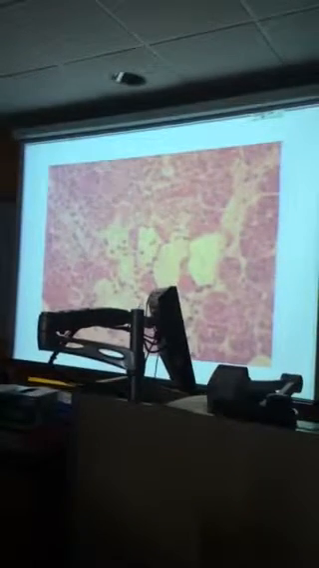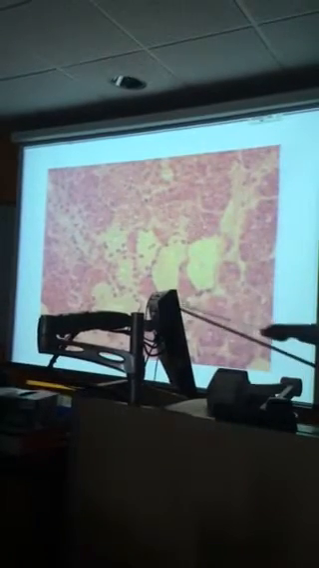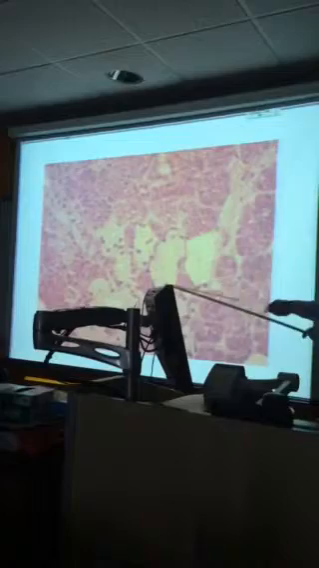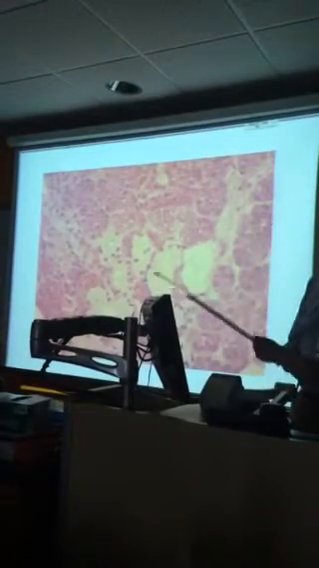How do you distinguish between the two? The stain. The dark stained ones here are serous cells, the light stained ones are the mucus cells. You saw that on the lingual, you also see it on the submandibular.